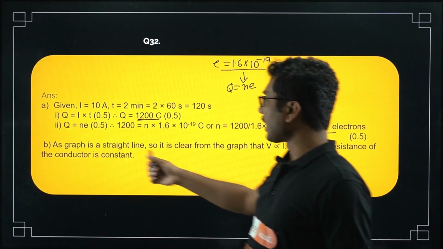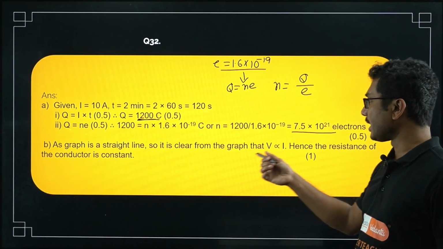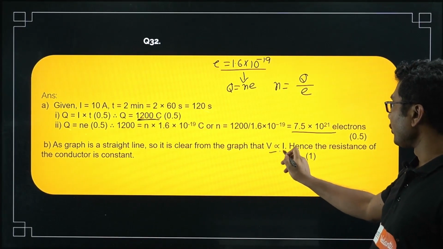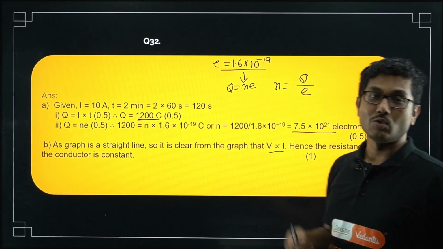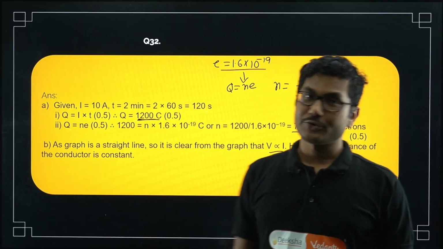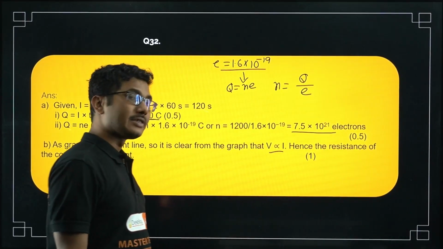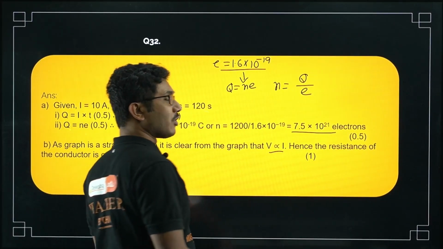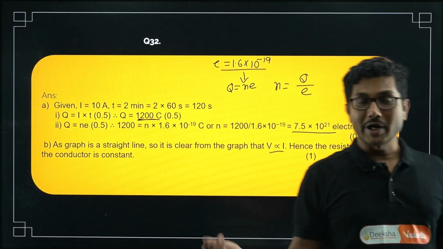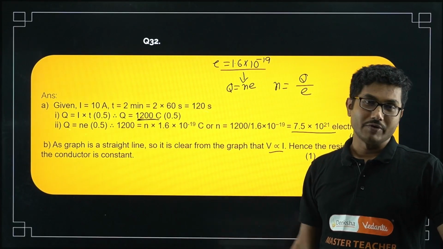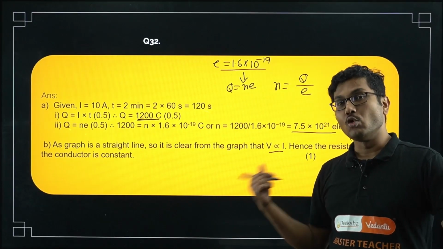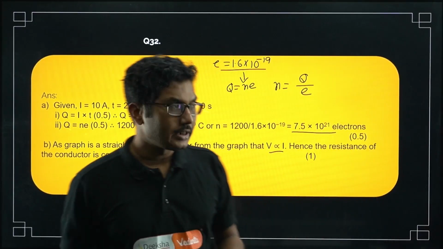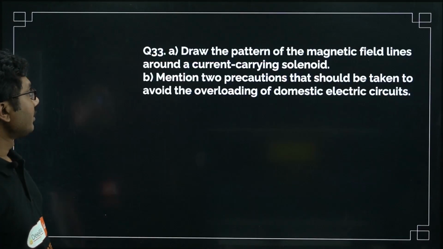Okay, as the graph is a straight line, it is clear that V is proportional to I, hence the resistance of the conductor is constant and it's an ohmic conductor. So V is proportional to I, as I said, resistance is constant. From Ohm's law we know that V is equal to IR, so R is equal to V by I, and also we can say that this is an ohmic conductor. Okay, that is also an inference that we can draw from the graph, right?